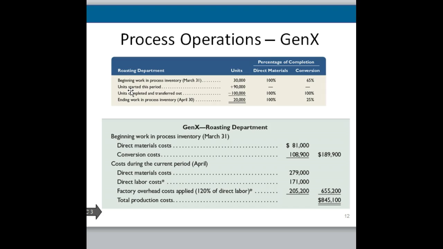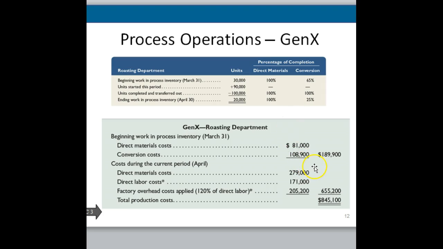So then we started 90,000, and we completed and transferred out 100,000. So that means we have 20,000 left in inventory with 100% of the materials in it, but only 25% of the conversion costs. And conversion costs are what? Okay, that's the labor, right? And that factory overhead that's been applied to them.